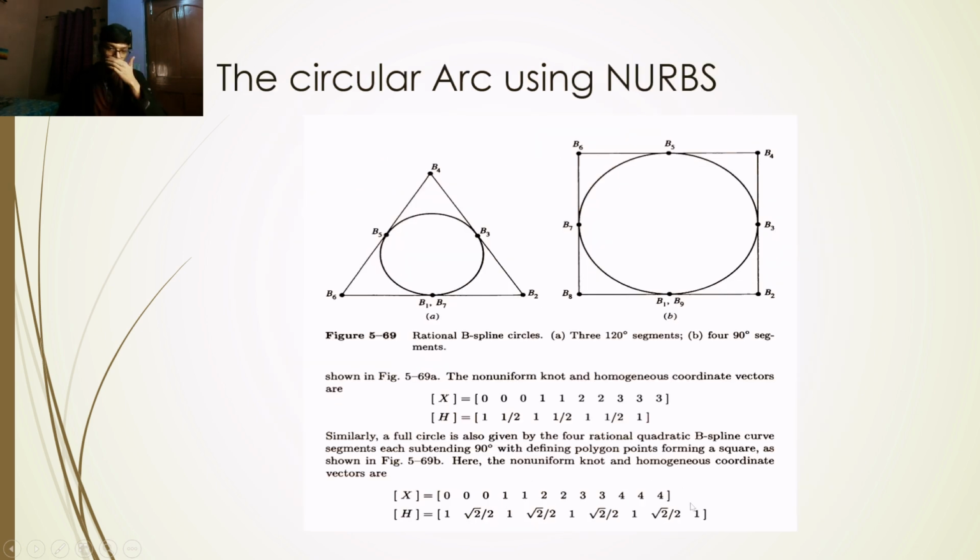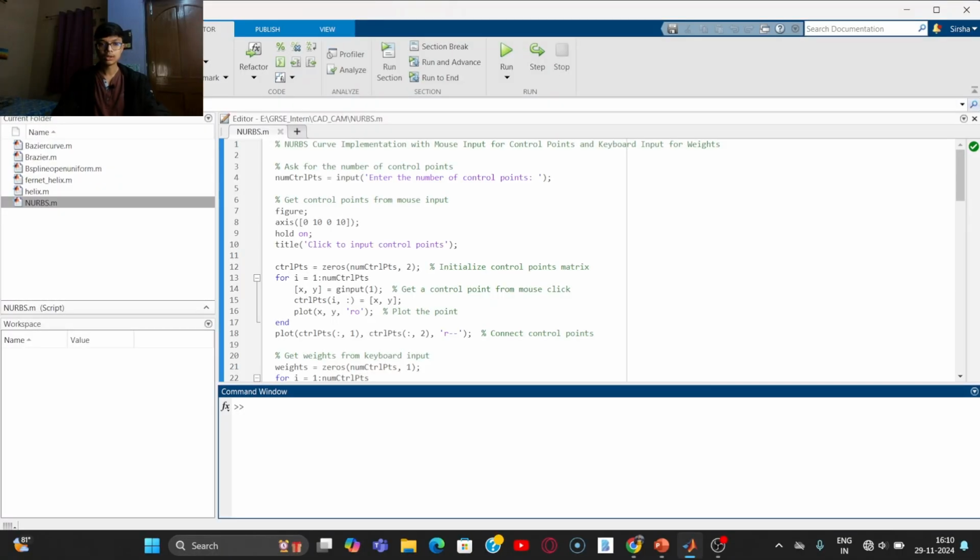Also, let us see how we can draw these circles using an equilateral triangle or maybe four 90-degree segments like a square. Alright, so let's jump back to the MATLAB demonstration. As you can see, the MATLAB screen is open. Let us go through the code for the first time.